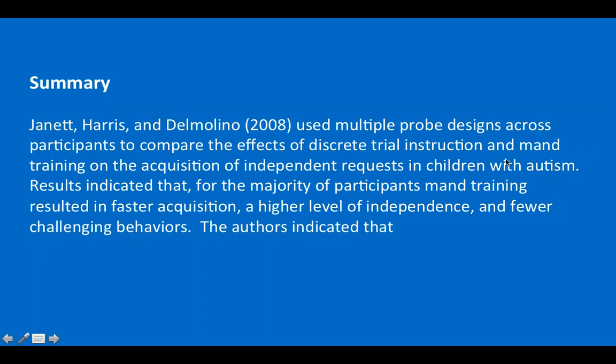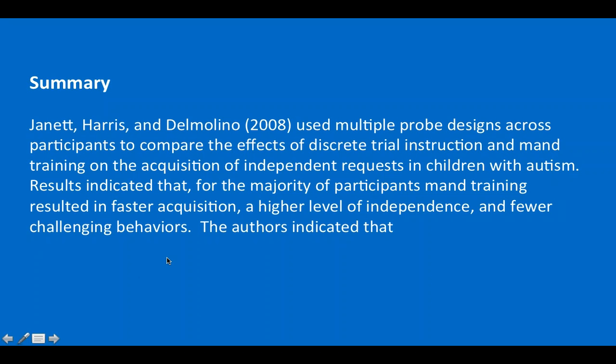We make sure the population is mentioned here. Sometimes we'll add an extra sentence here. So I might say, I may have said, here the authors used multiple probe designs across participants to compare the effects of discrete trial instruction and mand training on the acquisition of independent requests for children with autism. Specifically, they examined the order of discrete trial instruction and mand training to determine if the order has an effect. I might add that sentence in, just to add a little bit of that extra detail.